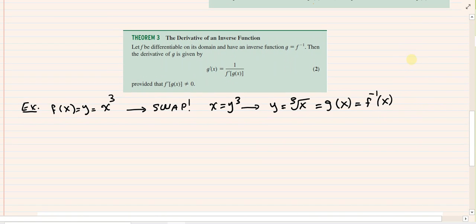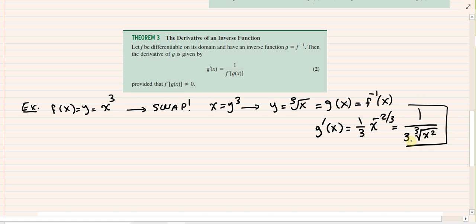Now, let's say I want to find the derivative of the inverse directly. That would be g prime of x. So g prime of x is going to be 1/3 x to the negative 2/3. That's the derivative of cube root of x. And I can write this as 1/3 times the cube root of x squared. And there you have it. So notice that's not using the theorem, that's just using the explicit form of the inverse. So now let's take a look at the derivative of the original function, 3x squared. Of course, they're different. The function and its inverse are totally different.